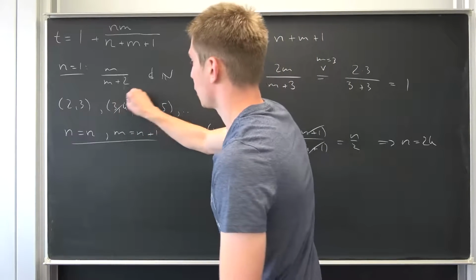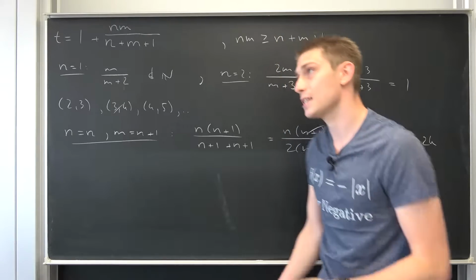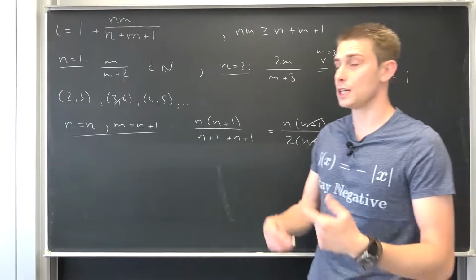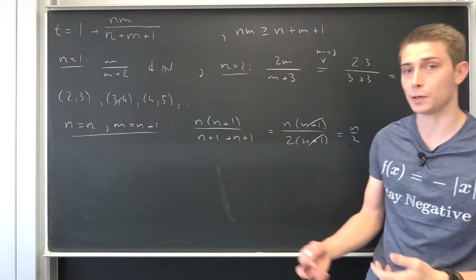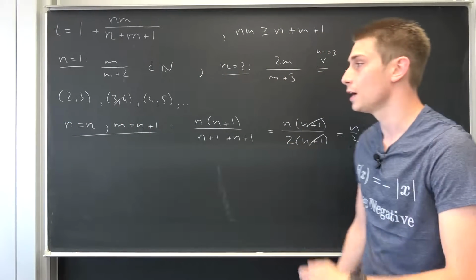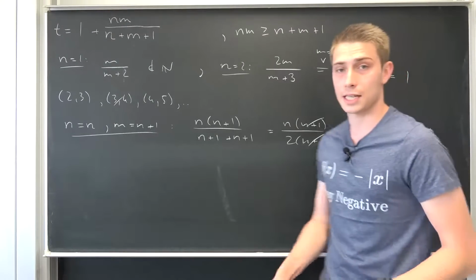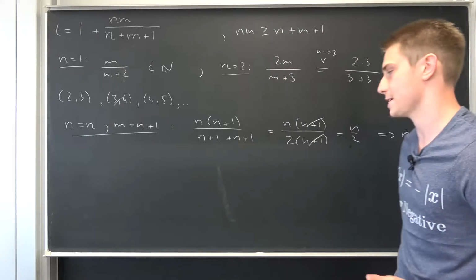Meaning this doesn't work out, but 4 and 5 does work out, and 6 and 7 does work out, and 7 and 8 and 9, and so on. There are infinitely many pairs. We have infinitely many natural numbers, meaning we have infinitely many consecutive integers, and thus pairs of solutions. This gets rid of the case where we have one being odd and the other one being even.